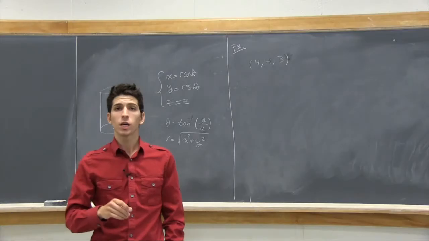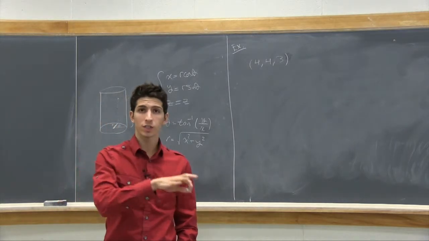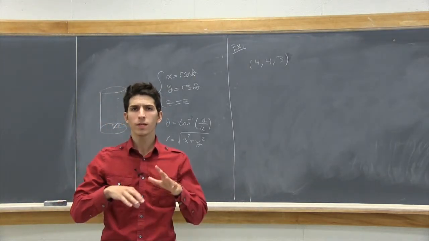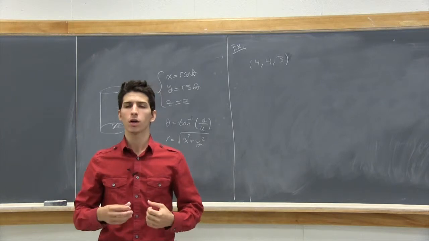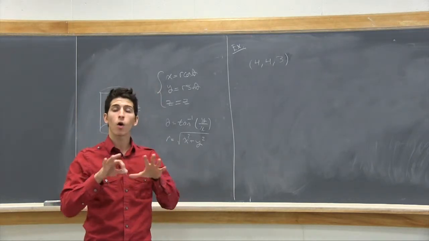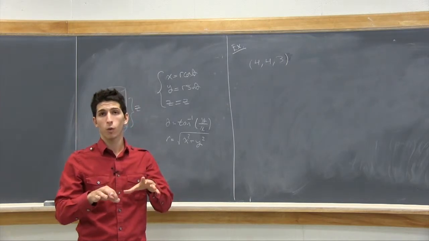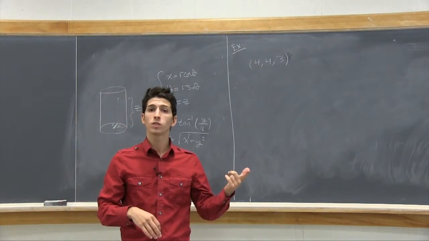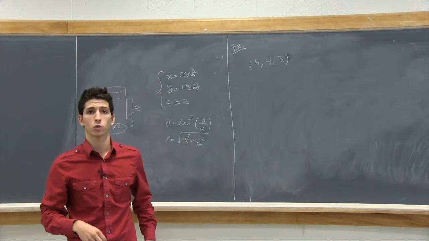Just as in 2 dimensions where we had a Cartesian coordinate system and a polar coordinate system for things that were more circular, in 3 dimensions we have Cartesian coordinate systems, and also we have 2 other coordinate systems, one cylindrical and spherical. Let's talk about the cylindrical coordinate system.